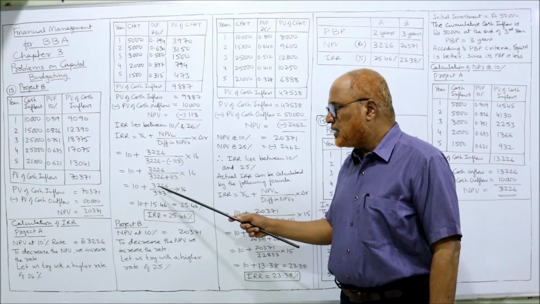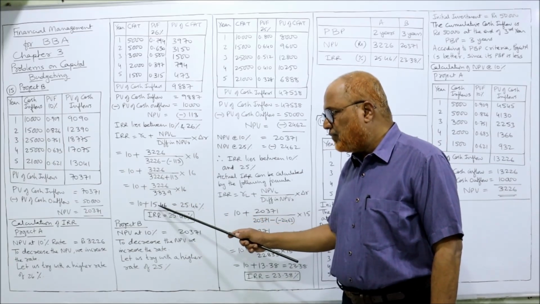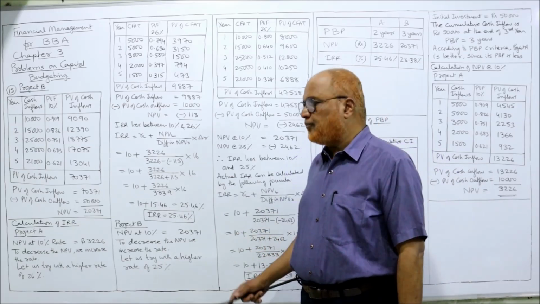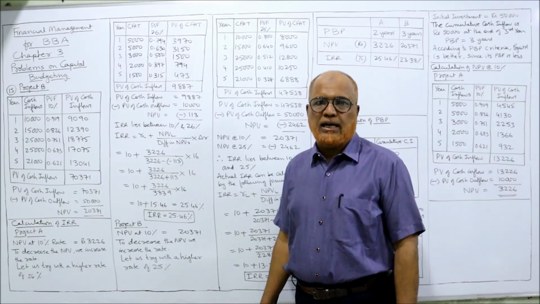Now, 3,226 divided by 3,339 into 16. What you will get? 15.46. So 10 plus 15.46 is 25.46. That is the IRR for project A.